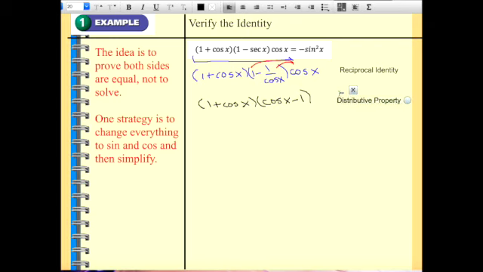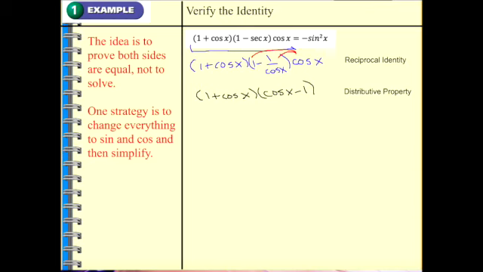I personally feel that the distributive property is one of the most important properties in mathematics. It shows up everywhere. And check it out, looks like we're going to have to do it again. I've got a binomial times a binomial. Let's go ahead and multiply it together, see what happens.